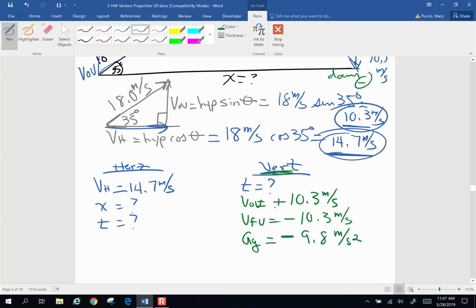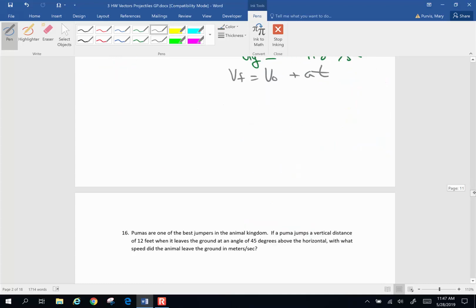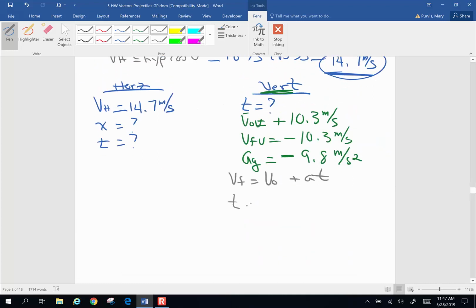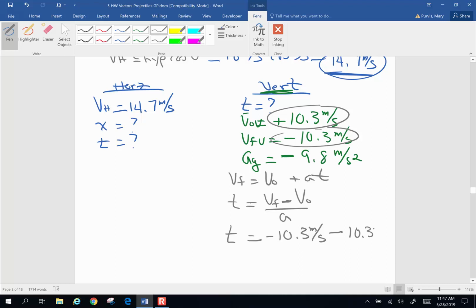Looking at those variables, what can I use for time? Well, I'm going to use the old friend VF equals VO plus AT, and I'm going to solve for time. So time is going to be final minus original divided by acceleration. Final velocity was negative 10.3 meters per second minus original 10.3 meters per second divided by a negative 9.8 meters per second squared.